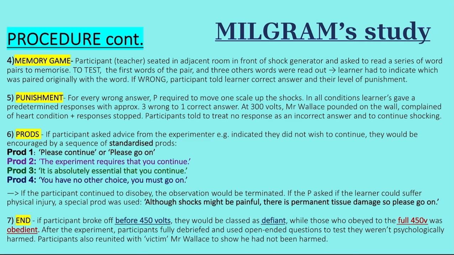He also used a special prod. Although shocks might be painful, there's no permanent tissue damage, so please go on. So this was to reassure the participant that there'd be no permanent tissue damage, even though the learner himself expressed a lot of pain. So it was up to the participant themselves whether they wanted to obey or not. In the end, if the participant broke off before 450 volts, for example if they stopped obeying all of the commands, then they would be classified as defiant, while those who obeyed to the full 450 volts were classified as obedient. And then all of the ethical stuff was carried out.